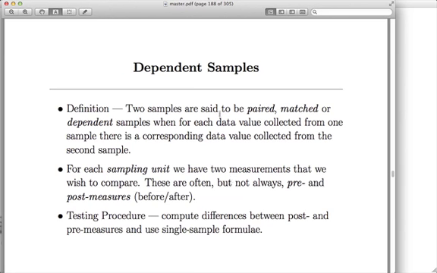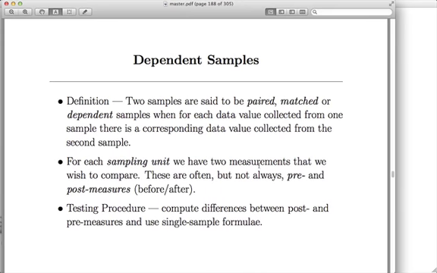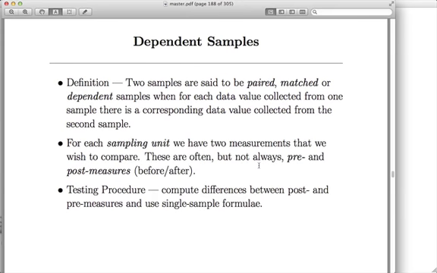So dependent samples, again, whenever you have two measurements on the same sampling unit, you've got this paired sample. Often it arises because of pre and post measures. What do you do in this case? Well, the analysis is really very simple. All you have to do is compute the difference between the post and the pre measures, take the difference between the two measures on each unit, and then you do all your single sample stuff on the differences rather than on the raw measurements themselves.